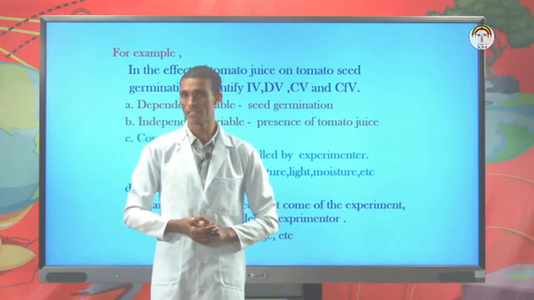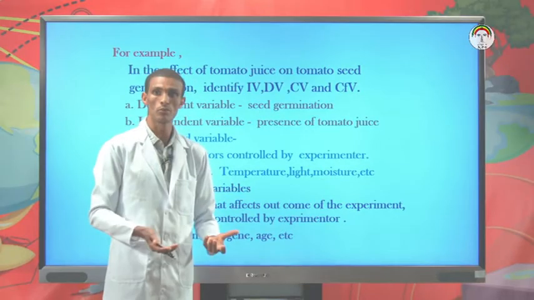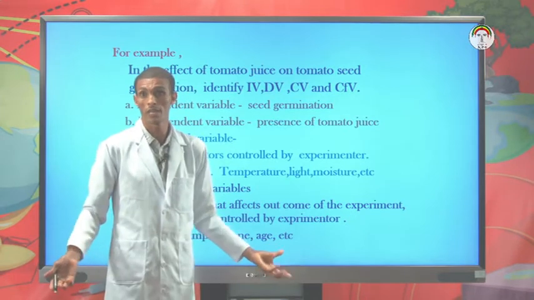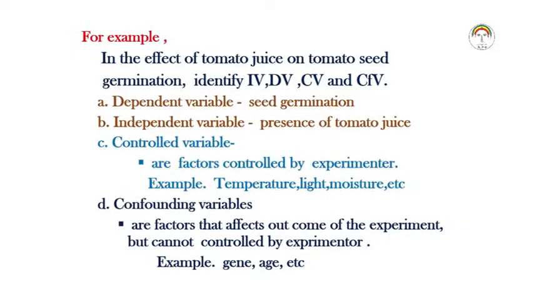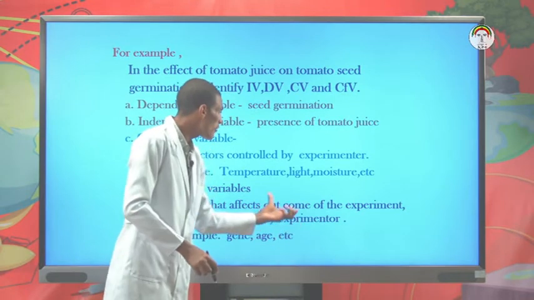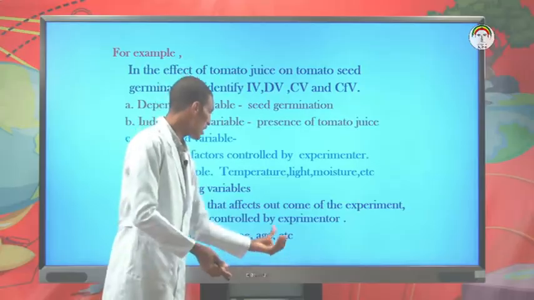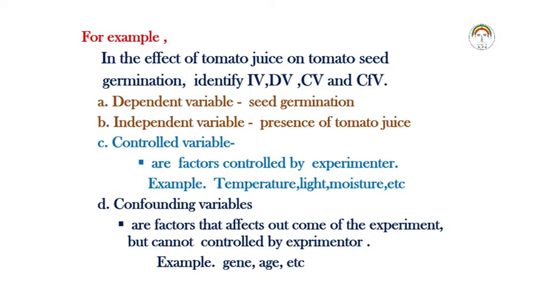by the experimenter. Just like temperature may affect seed germination, light may affect seed germination, moisture may affect it too, but they are held constant. Whereas a confounding variable is a variable that can exist together with our problem but we can't control it. It can exist, and it can affect the result to some extent, just like the presence of a gene, or the age of the seed.